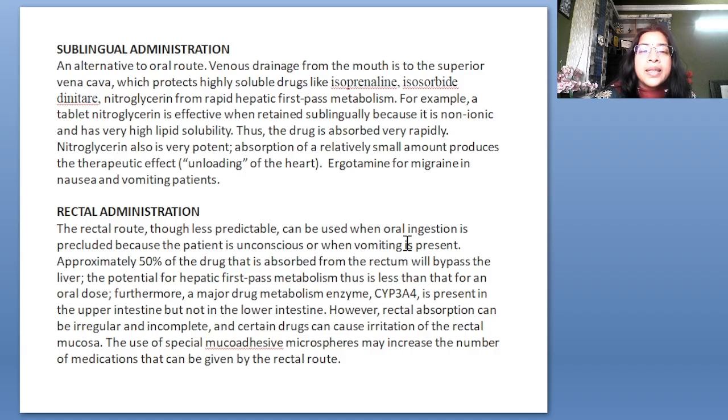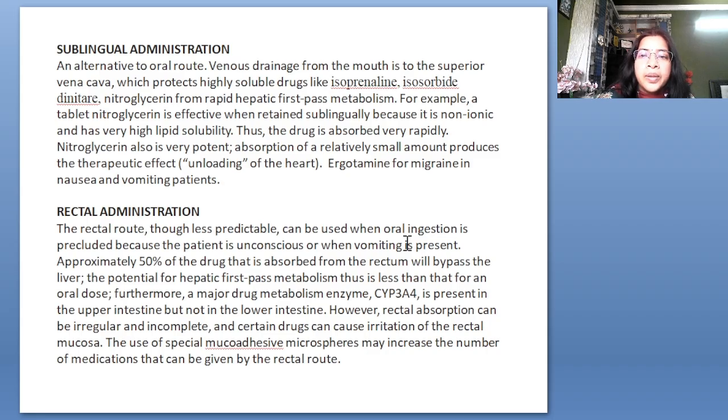Sublingual administration. This is an alternative route to the oral route. Venous drainage from the mouth is to the superior vena cava, which protects highly soluble drugs like isoprenaline, isosorbide dinitrate, and nitroglycerin from rapid hepatic first pass metabolism. For example, a nitroglycerin tablet is effective when retained sublingually because it is non-ionic and has very high lipid solubility. Thus, the drug is absorbed very rapidly. Nitroglycerin also is very potent. Absorption of a relatively small amount produces the therapeutic effect, which is unloading of the heart.